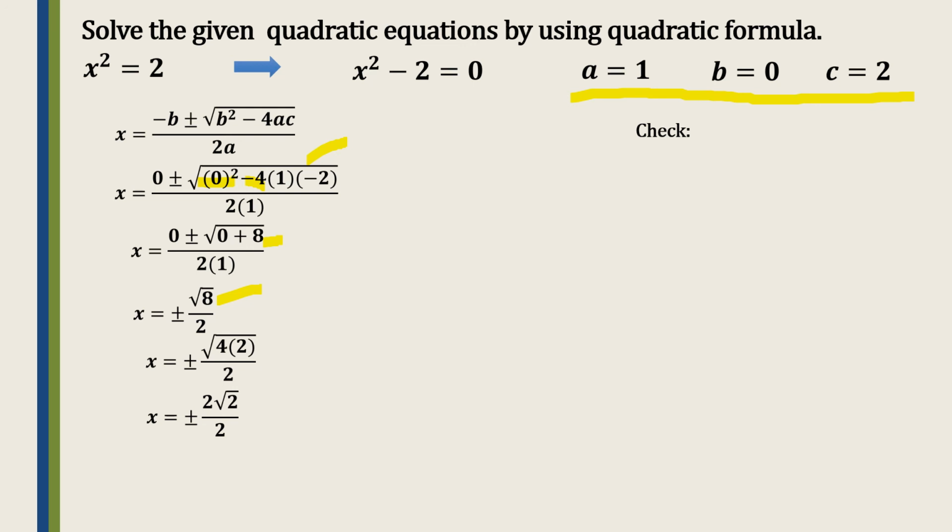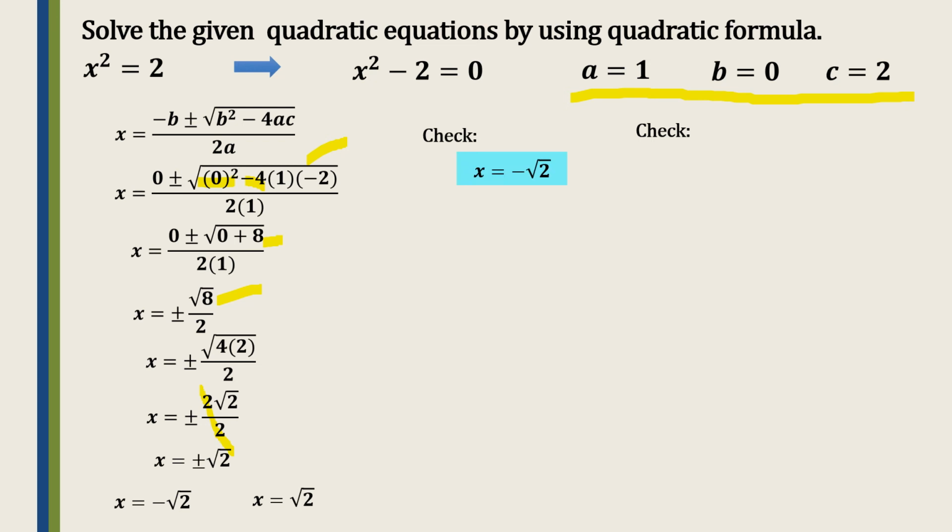So, pwede natin itong i-divide. Ang result natin this time ay x equals plus minus square root of 2. So, hatiin natin yung equation. Magiging x equals negative square root of 2 and x equals positive square root of 2.